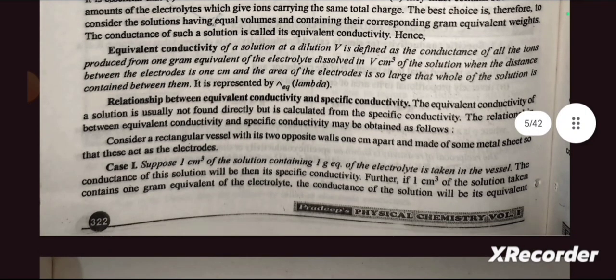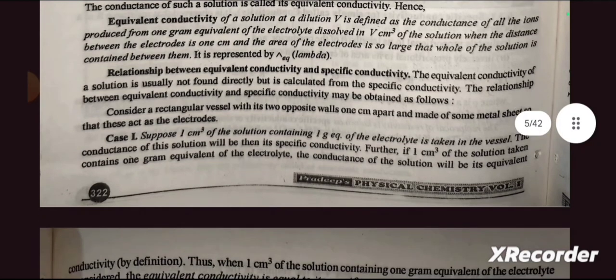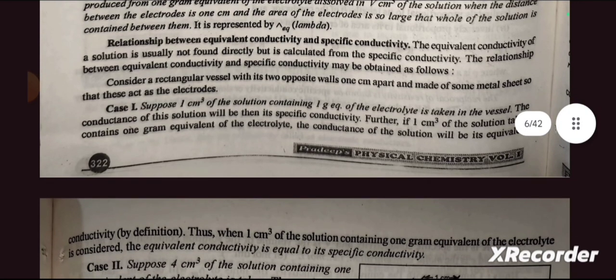Hence, equivalent conductivity of a solution at a dilution V is defined as the conductance of all the ions produced from 1 gram equivalent of the electrolyte dissolved in V centimeter cube of the solution, when the distance between the electrodes is 1 centimeter and the area of the electrodes is so large that the whole of the solution is contained between them. It is represented by lambda equivalent.